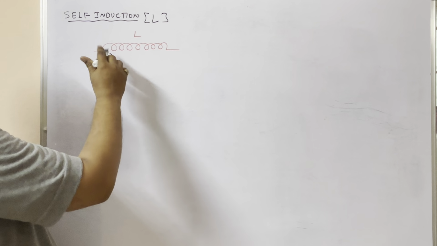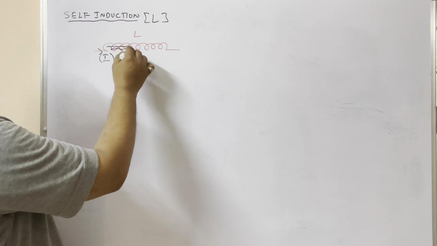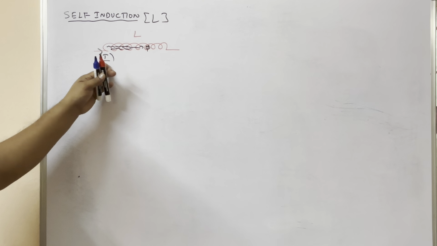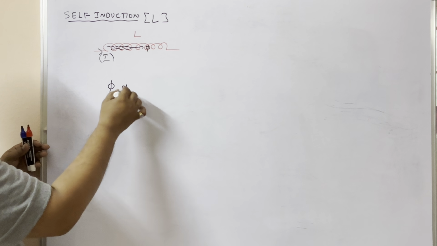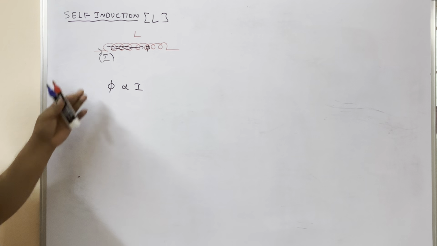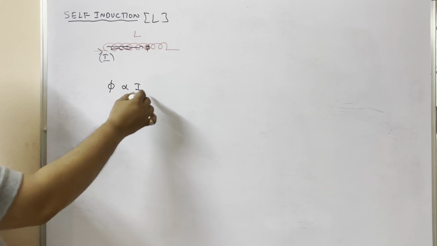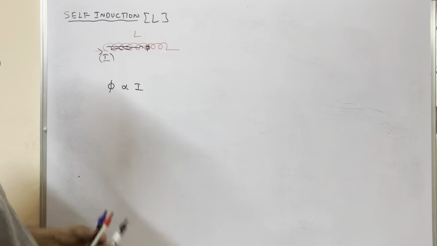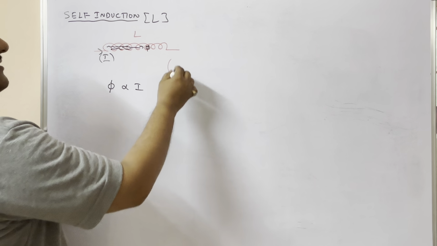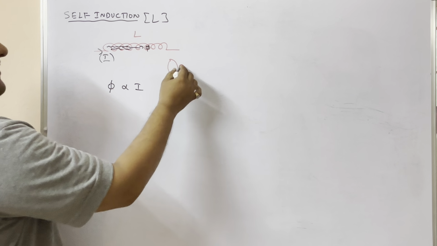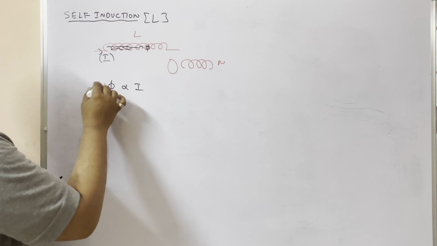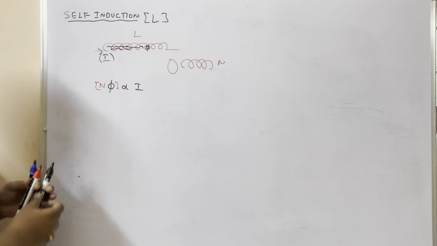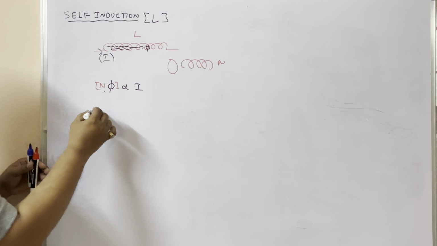Because of that magnetic field, the magnetic flux linked with this coil is going to be changing depending on this I. So the magnetic flux phi linked with this coil is always directly proportional to the current passing through that coil. If current increases, flux also increases. If it is having only one turn, we write phi. If it is having n number of turns, then the total flux is going to be n phi. So n phi is directly proportional to I.